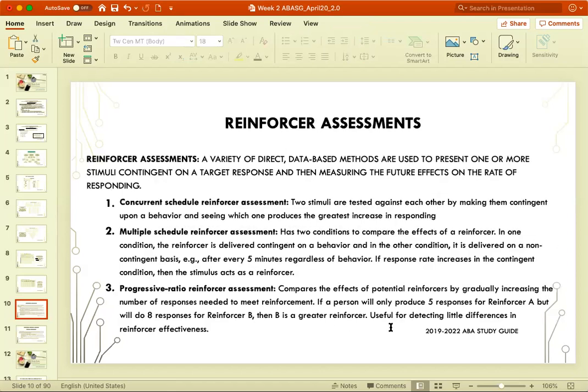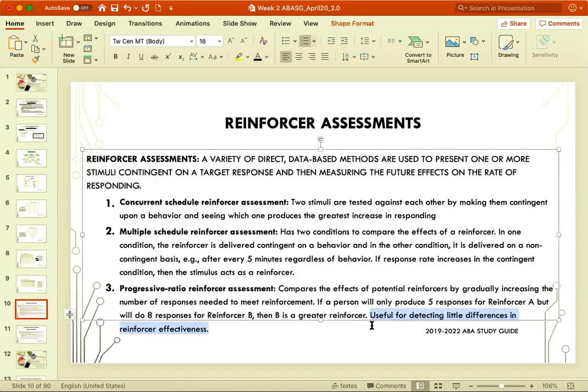I believe I said about progressive ratio that it's good for detecting little differences in reinforcer effectiveness. Because it's progressive, you're slowly increasing the response requirement, the number of responses needed to meet that reinforcement. So that might give you information about if I'll do 5 math work problems for A, but I'll do 8 for B, then B is a greater reinforcer. The fact that we have how many responses versus the next responses for the next stimulus gives you better information about detecting small differences.